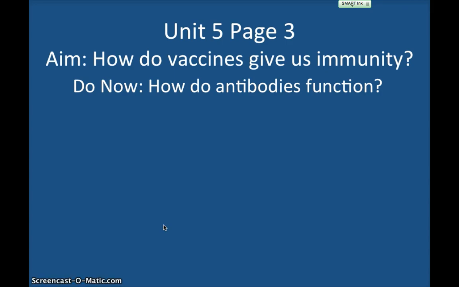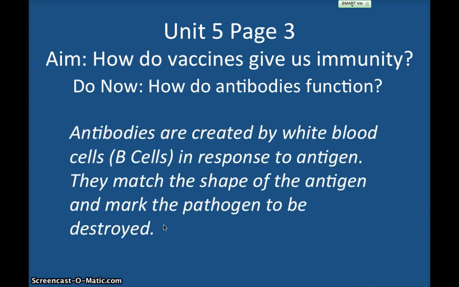Well, hopefully you remember that antibodies are created by the body. They're actually made by your white blood cells in your immune system, and they respond to things called antigens. Remember that antigens are part of the pathogen, and they're on the surface of the cell membrane. So they have a specific shape that matches an antibody, and the antibody is basically like a flag saying, hey, over here, white blood cell, you can destroy this pathogen.